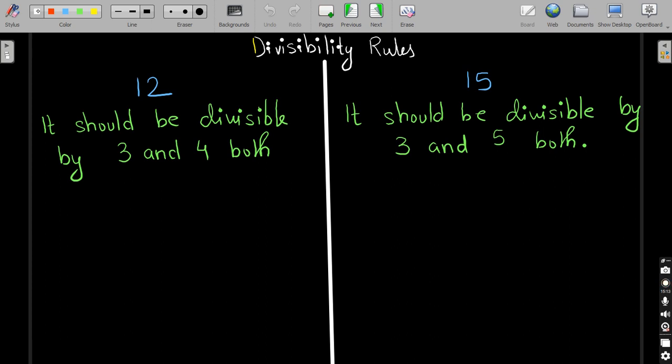Let us take one example so that it will be easy for us. For example, 5616. Now 5616.